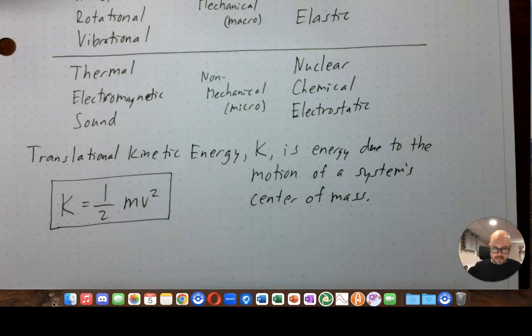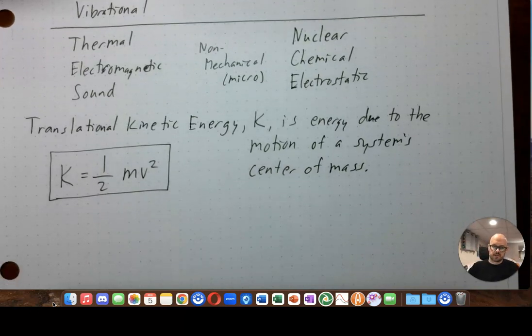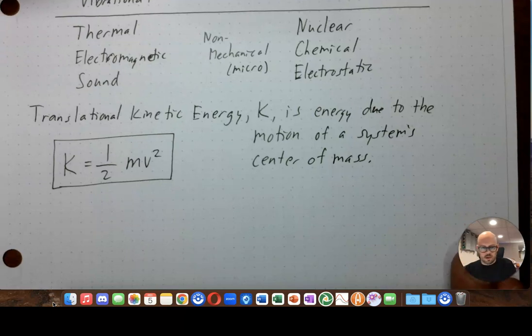where m is the mass of the system and v is the speed of the system. And that's kind of it. Kinetic energy is pretty simple. It's just if it's moving, it has it. If it's not moving, it doesn't.